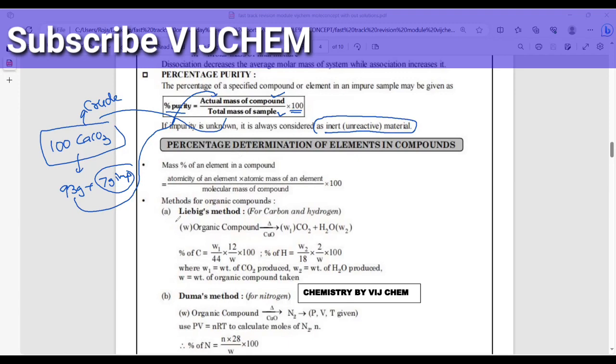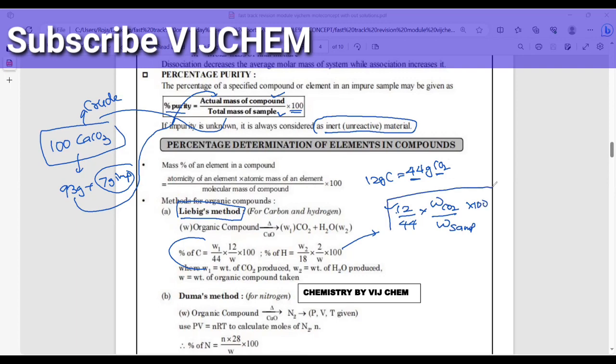For estimation of carbon, the Liebig method is used, and its formula is for finding the carbon percentage. If you remember this as a simple method, 12 by 44. 12 is the carbon mass. In 12 grams of carbon, I can produce 44 grams of CO2. CO2 molecular mass is 44. That's why 12 by 44 into mass of the CO2 produced divided by mass of the organic sample taken, into 100.